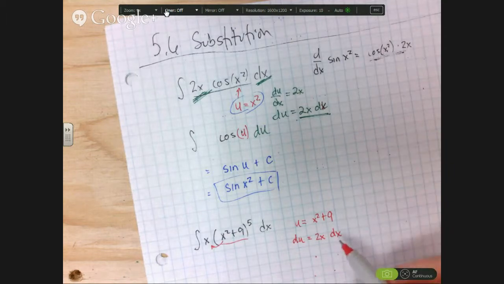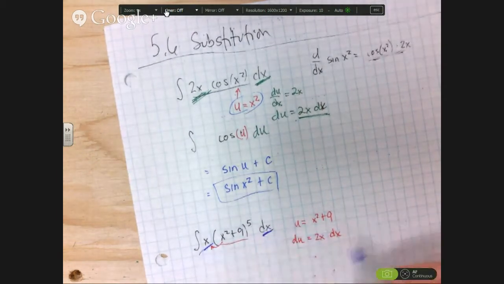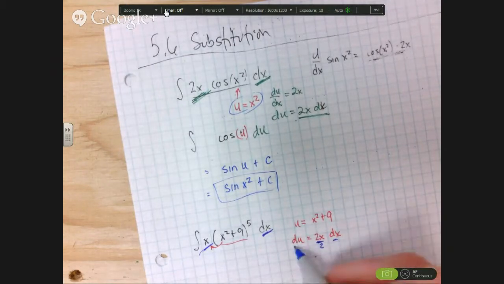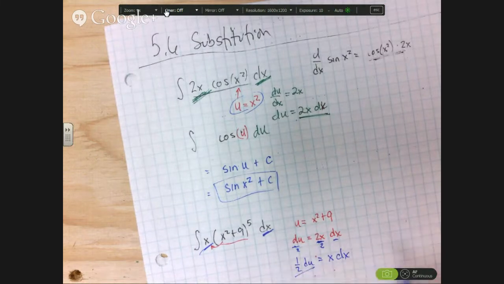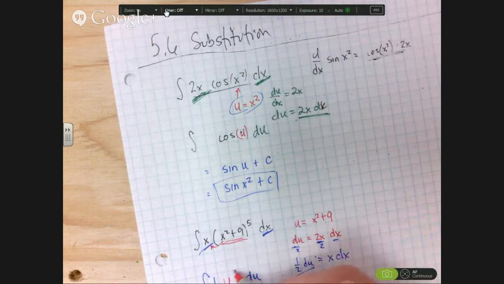All right. But I need an x. What I need here is an x dx, not 2x. So I'm actually going to divide by 2 and I get 1/2 du equals x dx. Now I can substitute. This goes in for x dx. So the integral, 1/2, and du, and then my u goes in here to the fifth.